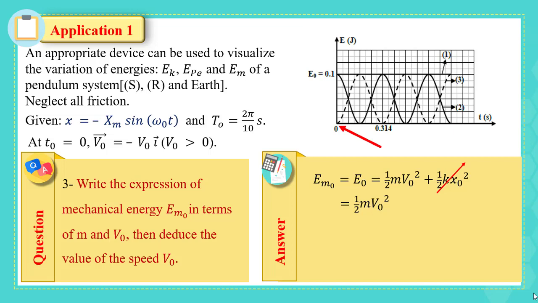Now, how can we deduce the value of v0? Since we know that the mechanical energy initially is E0, then replace it and find v0 equals the radical of 2 E0 over m. Replacing the values, we can find that it is 1 meter per second.